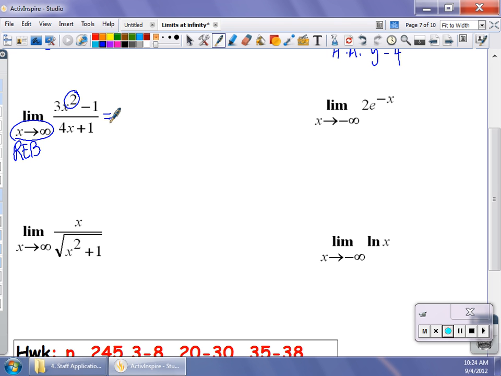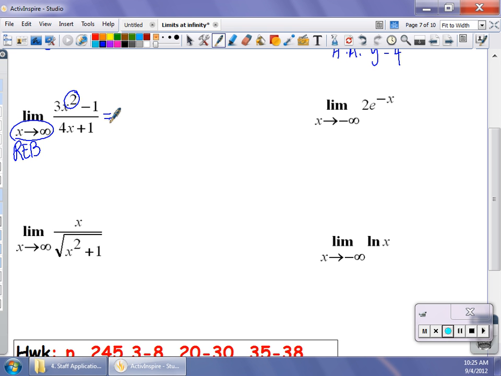Now you could think of substituting in a very large number like a million or a billion to determine whether the output would be positive or negative. Well, let's think about that. If I substitute a billion in for x and I square it, multiply by 3, and subtract 1, I get a very positive number.